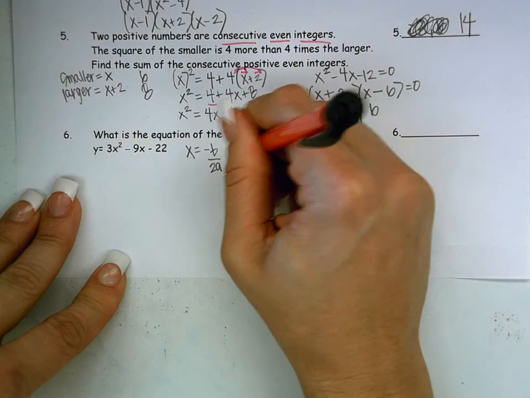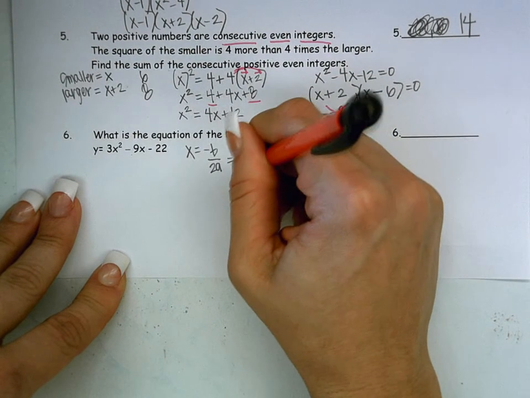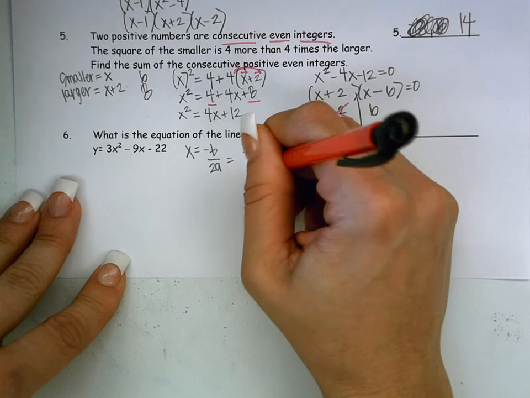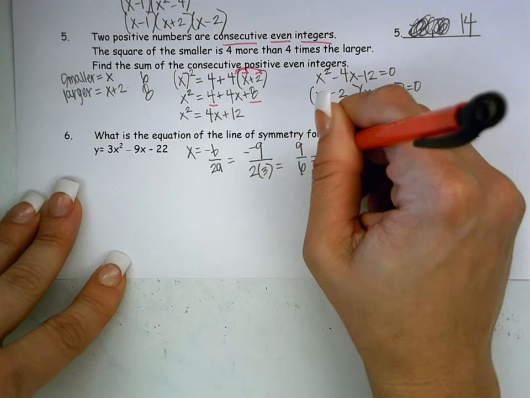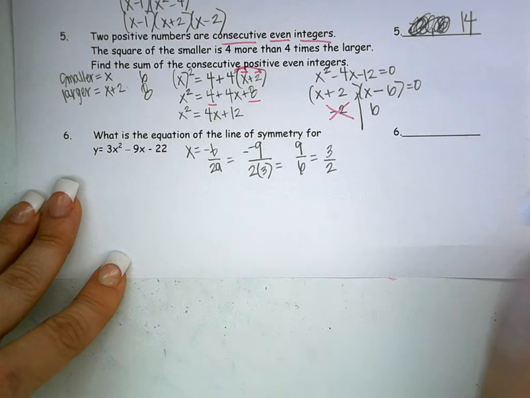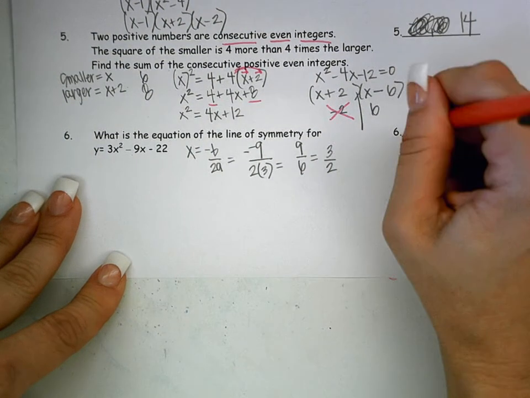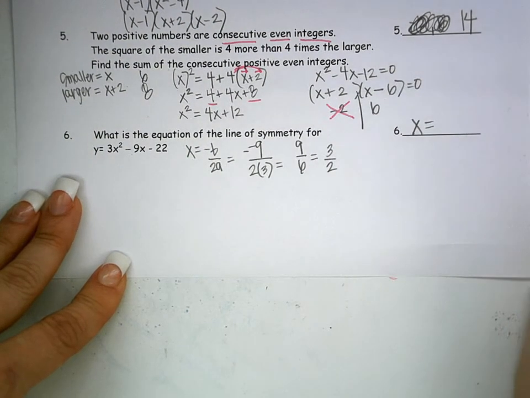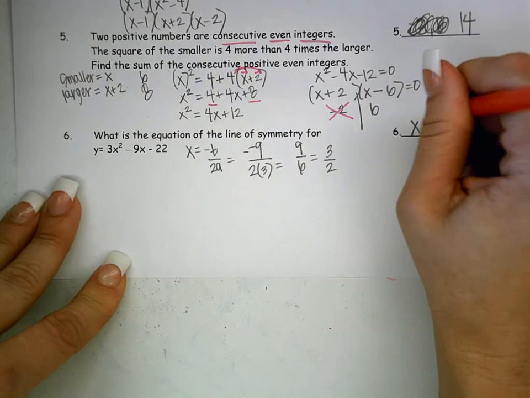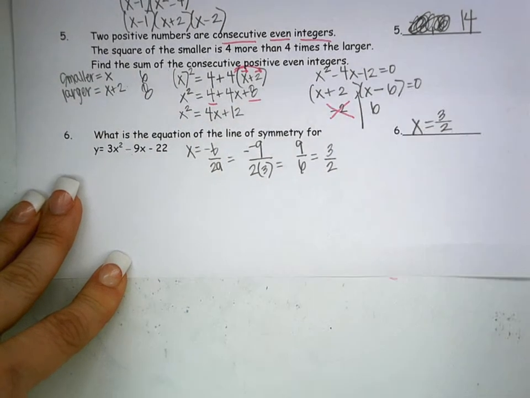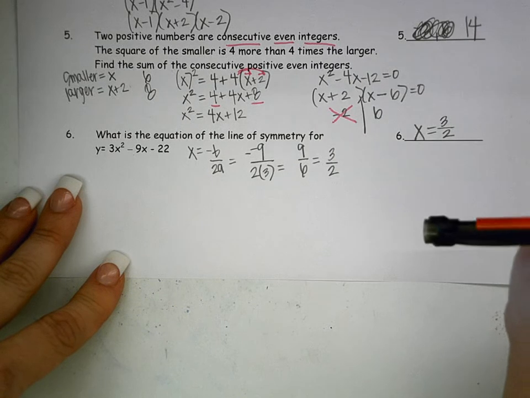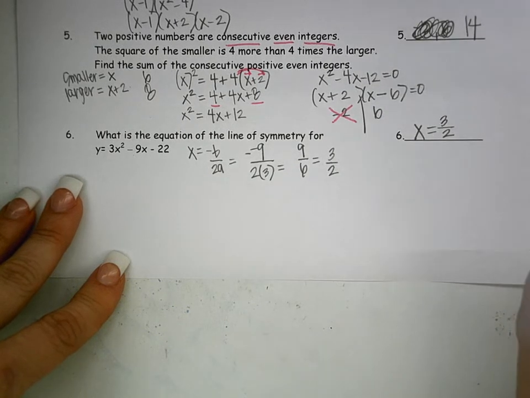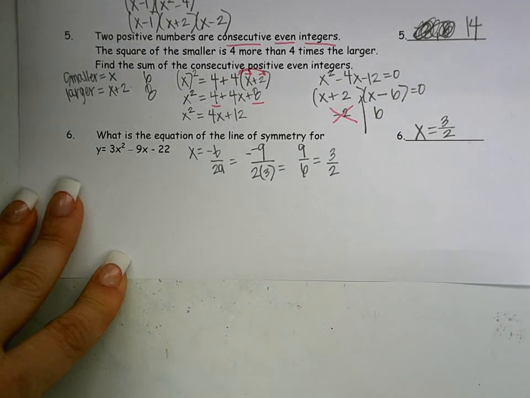Negative b is negative 9 over 2 times a is 3. So that gives you positive 9 over 6, which reduces to 3 over 2. When I ask for equation for line of symmetry, it has to be in the form of x equals, right? X equals 3 over 2. And you can leave it just like that. I repeat, I do not want you changing it to mixed numbers. Okay, leave it as an improper fraction as long as it's reduced.